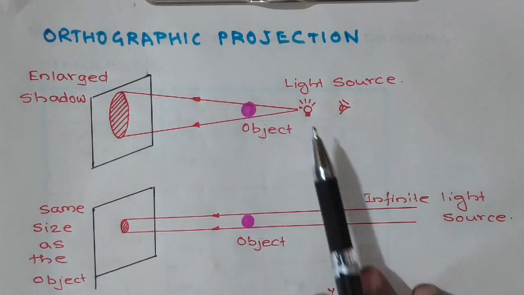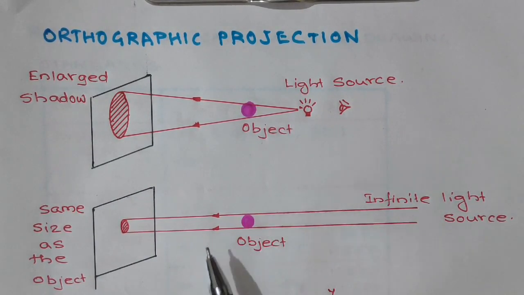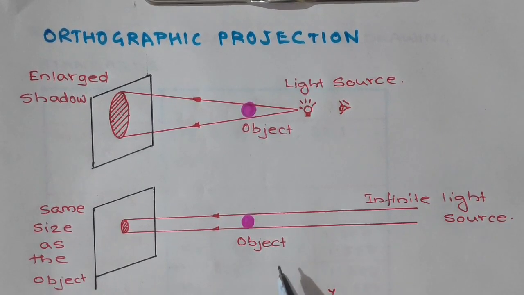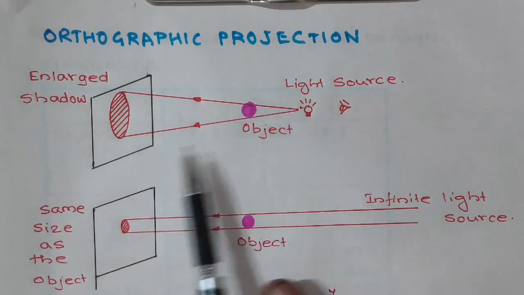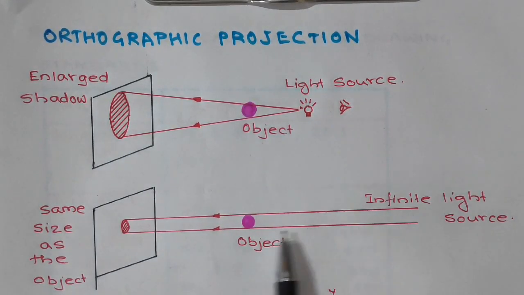Now the same light source, when I move it to infinity, we get parallel rays of light. It is similar to the rays of the sun falling on earth. With the infinite source of light, instead of the rays becoming inclined like with the finite source of light, we get parallel rays of light. So what does this parallel source of light do?